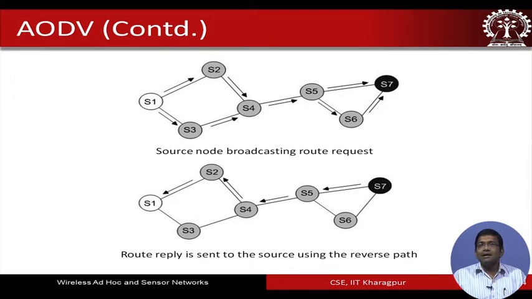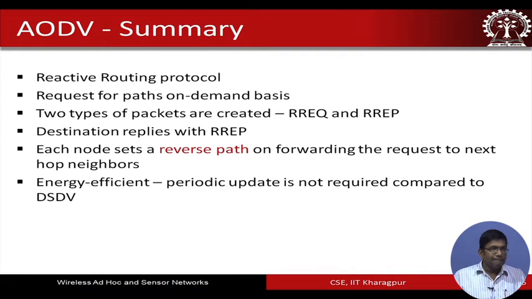So, I hope that this subtlety, this subtle difference between the functionalities of DSR and AODV is clear by now. In sum, it is a reactive routing protocol which requests for paths on demand. Two types of packets are used, RREQ and RREP. The destination replies with the RREP corresponding to the RREQ that it has received from the source via all the intermediate nodes, and each node sets a reverse path on forwarding the request to the next hop neighbors. This is more energy efficient, where the periodic update is not required compared to DSDV.